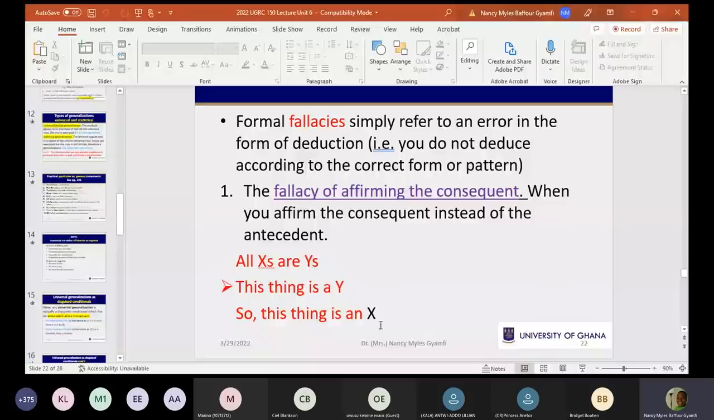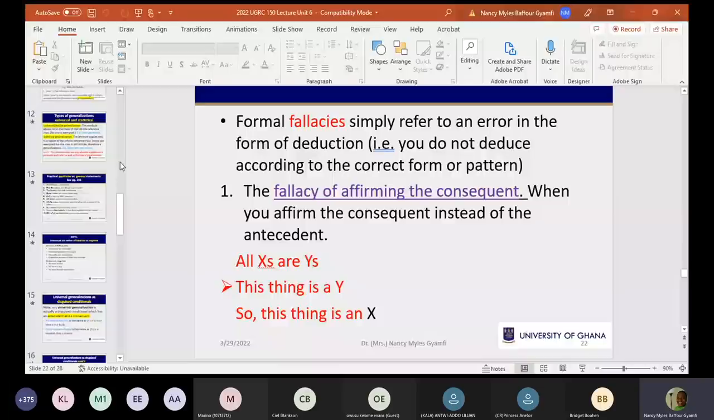The invalid pattern that tries to do modus ponens is the one we have called affirming the consequent. What's that pattern? It says if antecedent, then consequent. Next premise will say consequent, therefore we should assume antecedent. We said no, that is not valid. It is rather the fallacy of what? Affirming the consequent. Excellent.